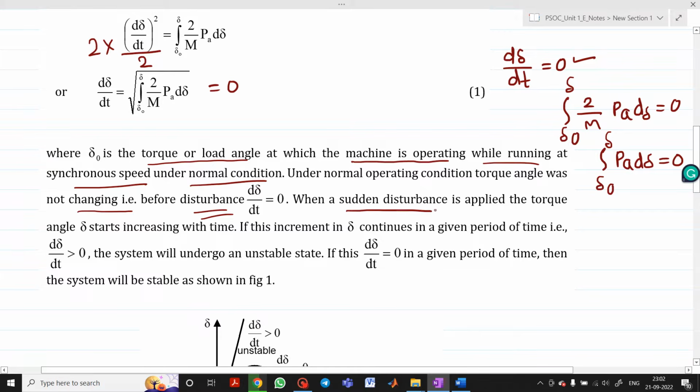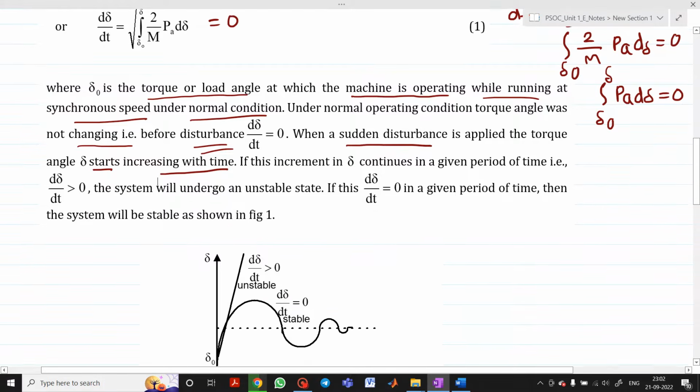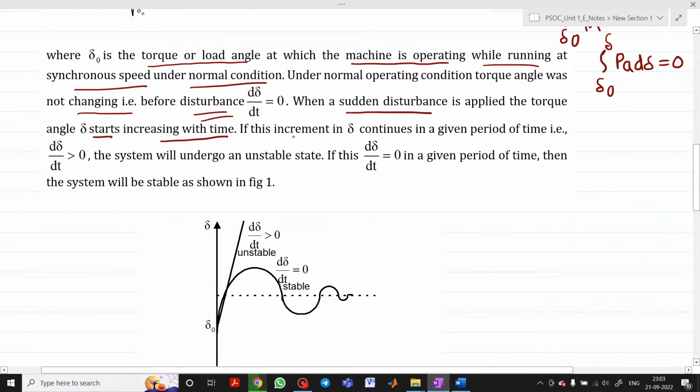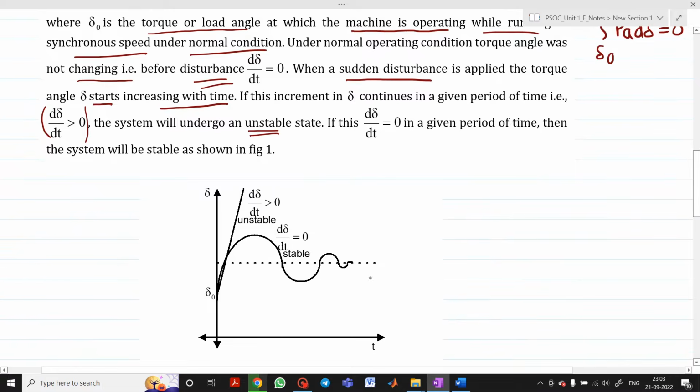Now whenever a sudden disturbance is applied, the torque angle delta will start increasing with respect to time. Already we have seen this. If this increment in delta continues over the given period of time, that is, if d delta by dt is greater than 0, then the system will be in an unstable state. This is shown in this diagram, which is called a swing curve. This is the plot drawn between time t on the x-axis and delta on the y-axis. If the rate of change of load angle delta with respect to time is greater than 0, as shown by this curve, then that will be unstable.